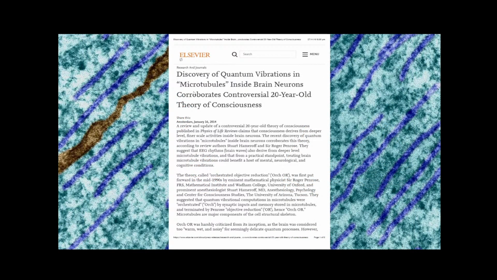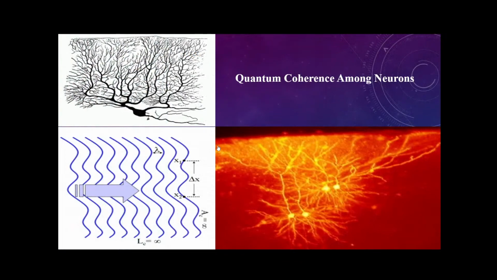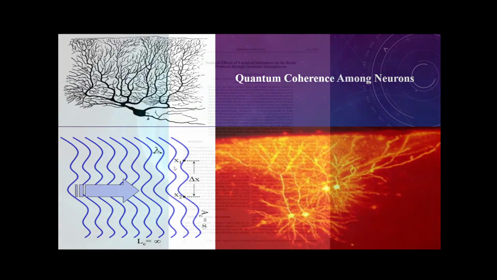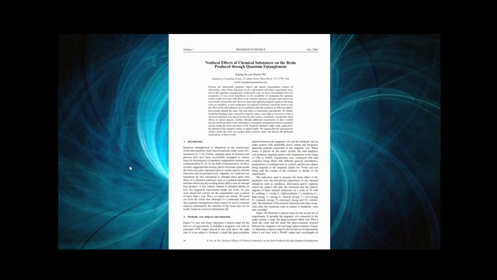Discovery of quantum vibrations in microtubules inside brain neurons corroborates the 20-year theory of consciousness again. The coherence of the firing of the microtubules affecting the firing of brain waves. Spooky action at a distance. Non-local effects of chemical substances in the brain produced through quantum entanglement.